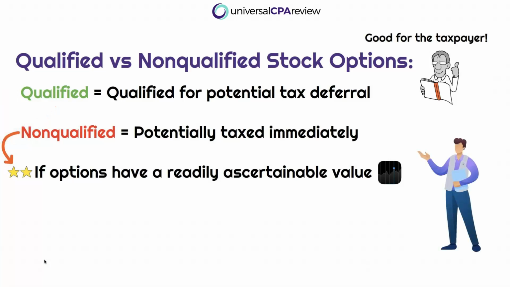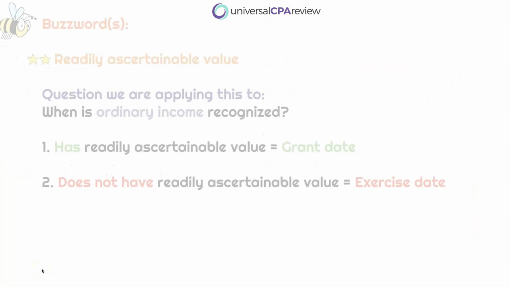But if this is a non-qualified stock option, that means the date that it is going to get taxed will depend on whether this option has what is referred to as a readily ascertainable value. So we're going to start by talking about non-qualified stock options and move into qualified stock options. Because non-qualified stock options can be a little bit more formulaic, which is fine because we've got some mental maps for you. So this should be no big deal.